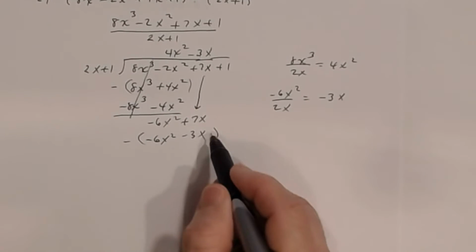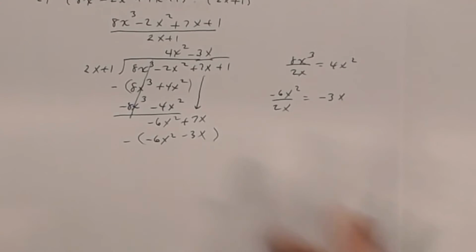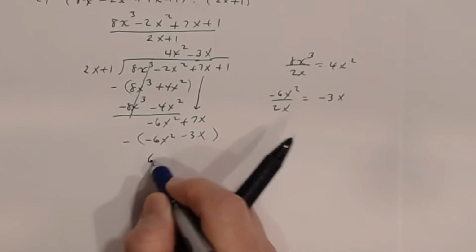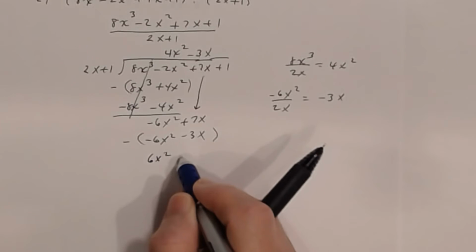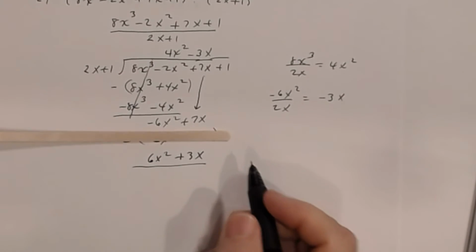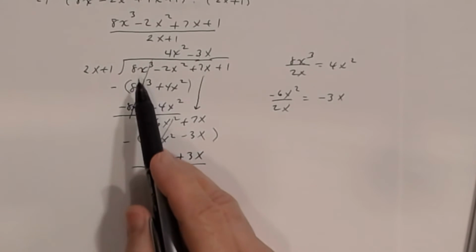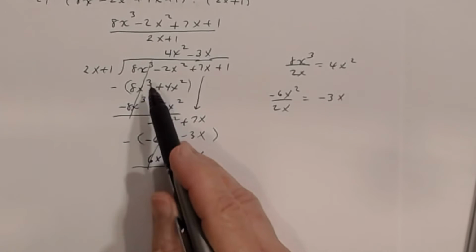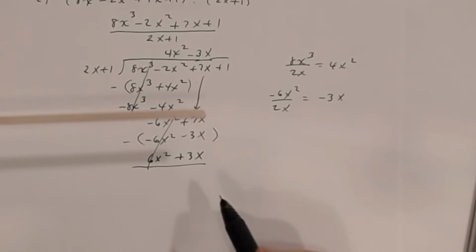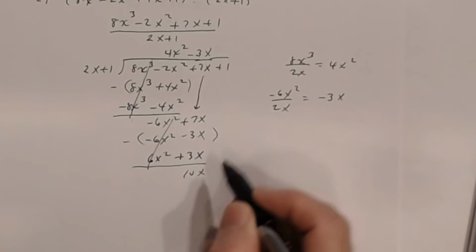Just like this. Make sure you put the parentheses there because you're subtracting all of these terms here. And when I do that, the opposite of negative 6x squared is 6x squared. The opposite of a negative 3x is a positive 3x. And then we're going to add. And so notice that negative 6x squared and 6x squared is 0. That's what you wanted. So notice each repetition, the first terms will always cancel out. Will always add up to be 0. 7x and 3x is 10x. And then you bring down the next term.